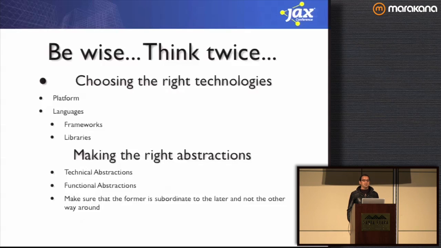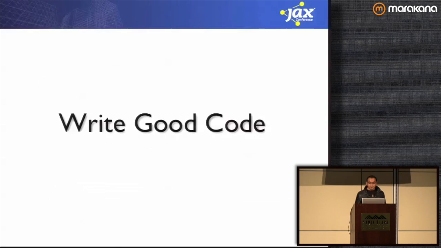And when we make these decisions, we're talking about the choice of the technology, like choosing the right platform or choosing the right language or languages. The frameworks that you choose to go with or their libraries. And also making the right abstractions, whether these abstractions are technical abstractions or they are functional abstractions. And to make sure that all technical abstractions are subordinate to the functional abstractions and not the other way around.